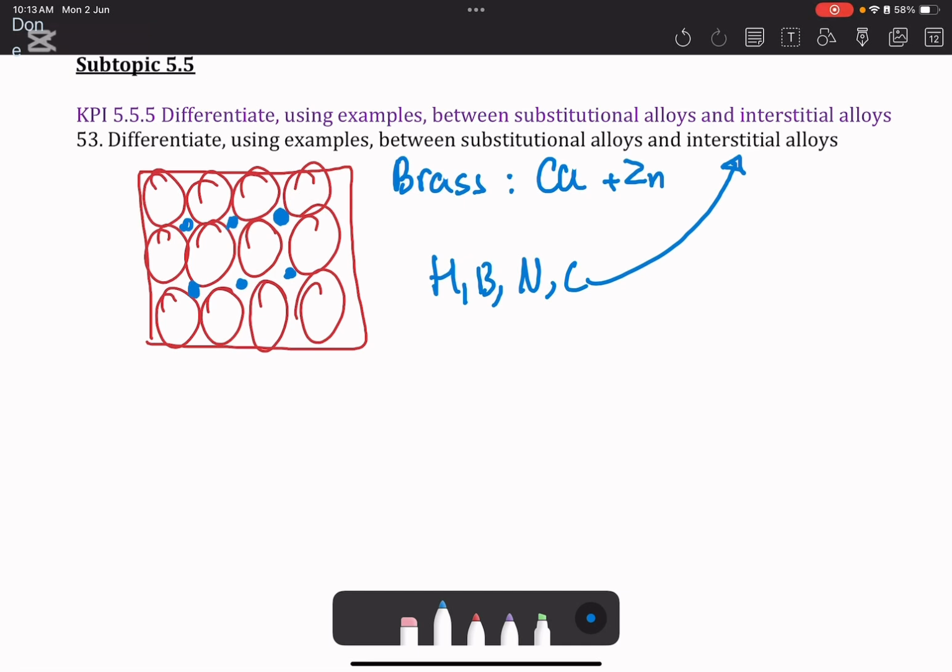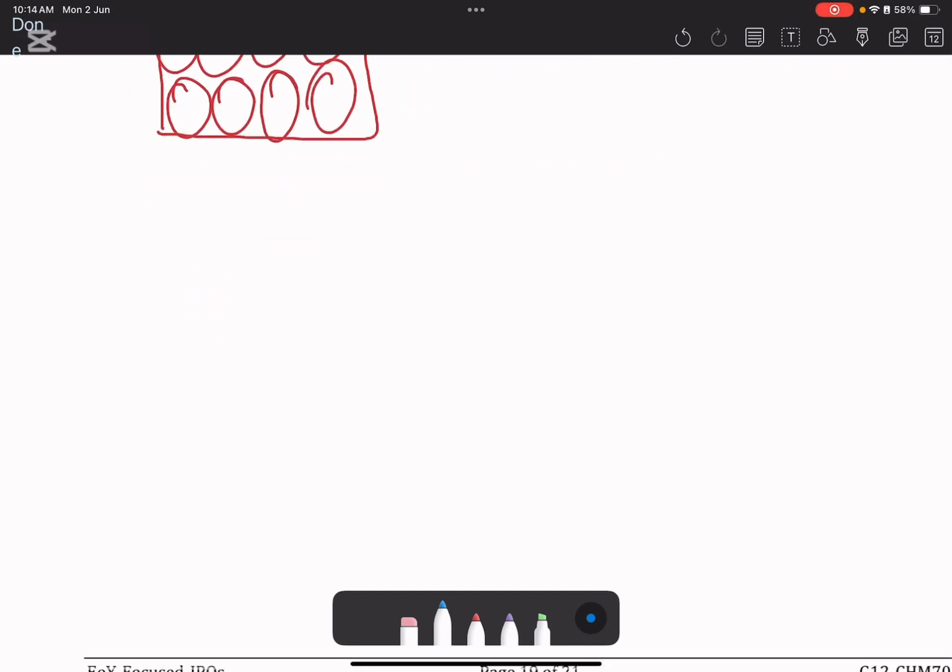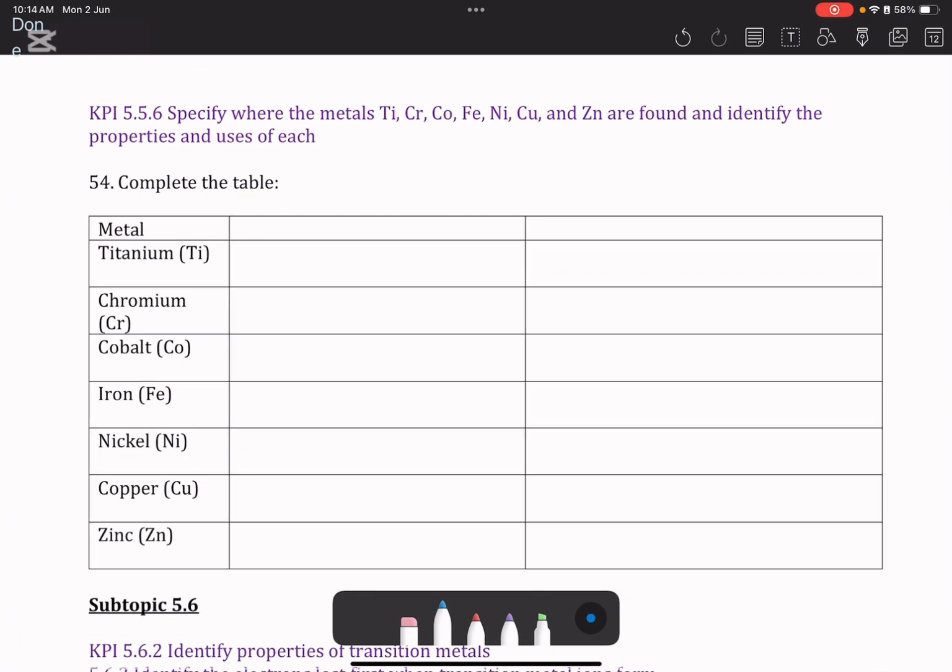Okay, and an example of an interstitial alloy could be steel. I don't think you need to know some examples, but anyway, I'm telling you because it's a mix of iron and carbon, so this is a good example of an interstitial alloy. Moving on, properties.